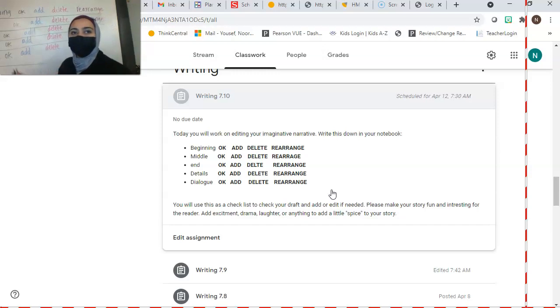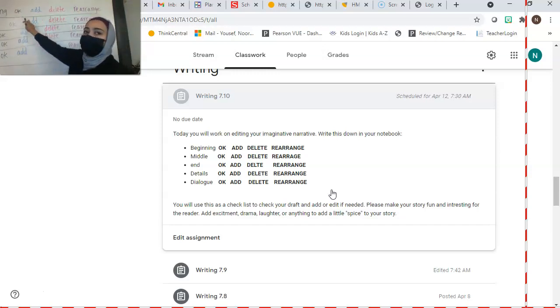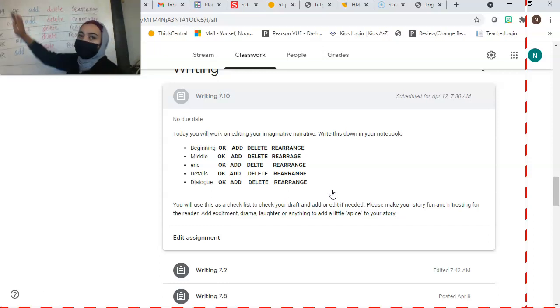Step 3 is you're going to go back to this that you wrote, and you're going to make sure that all of these details are there in the beginning. So you're going to say, okay, beginning. Then you're going to reread the beginning part of your story. Is it okay? If it's okay, you're going to circle okay. Should I add? You're going to circle add, and then you're going to add what you need to add. Should I delete something? You're going to circle delete, and then you're going to go back and erase or cross out something that you don't think makes sense anymore. Should I rearrange? Whatever you're going to do, you're going to circle. Okay? And then you're going to go back and read the middle, same thing. And then you're going to read the end, same thing.